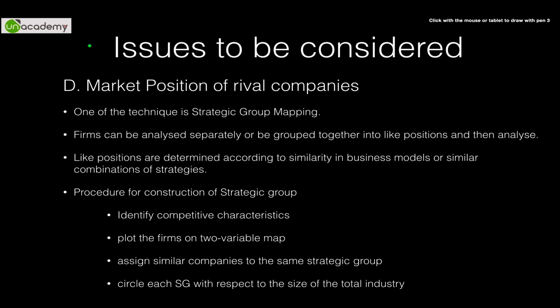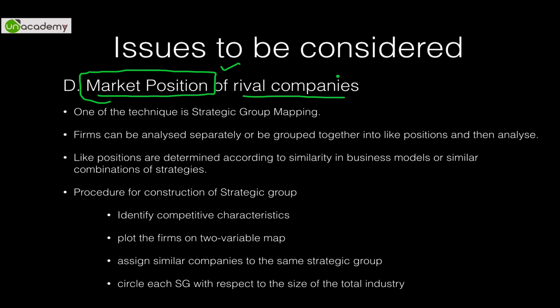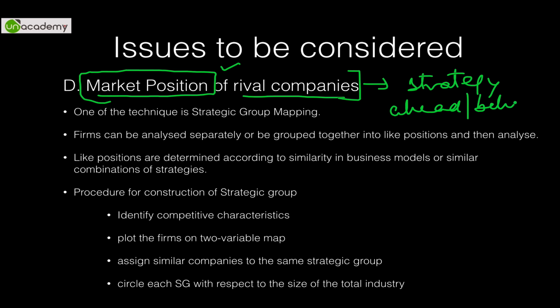The next issue is market position of rival companies. Very, very important. Now we had already discussed this in parts in the last to last slide. So why are we discussing it again? The market position of rival companies will tell us what the rival companies are looking at. What would their strategy be? Are they already ahead of us? Are they behind us? So these things can be understood by their rival positions and market share. One of the techniques is strategic group mapping. Strategic group mapping. What I used to call this was SGM.